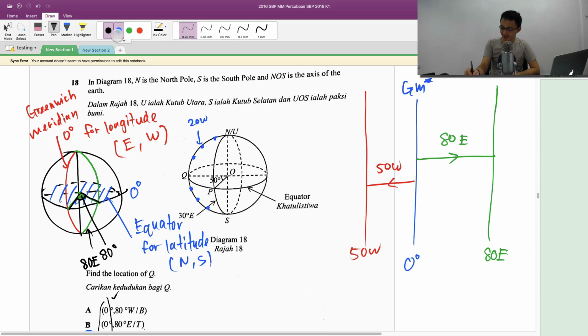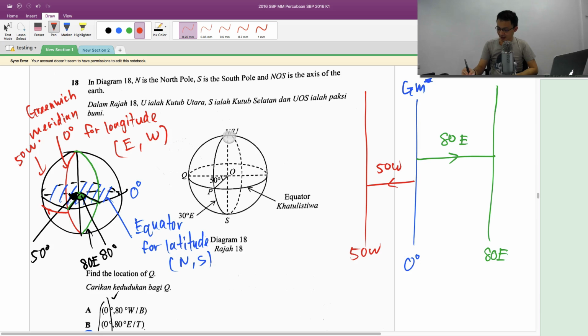Okay, if to the west, let me use this one. And let's say here to here is 50 degrees. Let's say here the whole thing here is 50 degrees. From Greenwich meridian, now you see I move 50 degrees to the west. So the whole line here we call 50 west. Okay, you have to understand the logic of this one. So if you understand this logic, then we come back to this question.